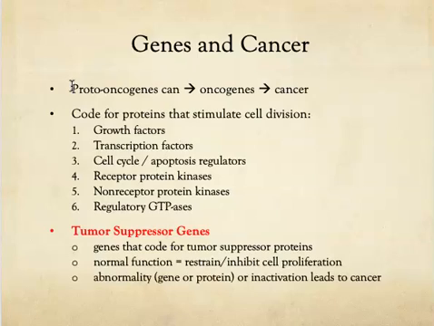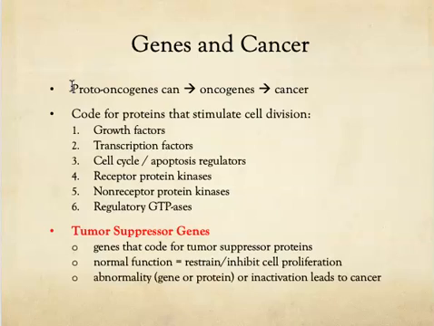Let's take a look now at the types of genes that code for very different proteins. Proteins that can help suppress the development of a tumor or the development of a cancer. These genes code for a group of proteins called, you guessed it, tumor suppressor proteins. The normal function of these proteins is to restrain or inhibit the proliferation of cells, the rapid division of cells.